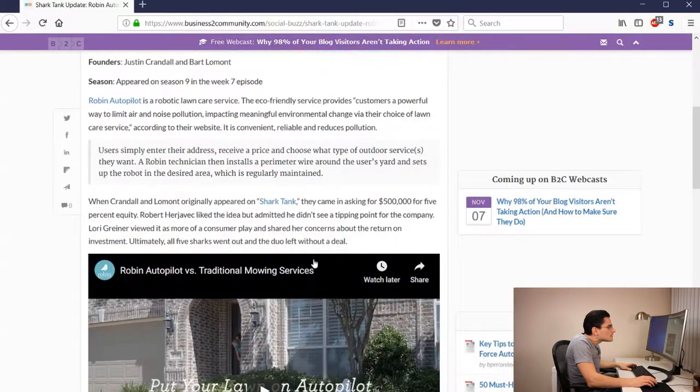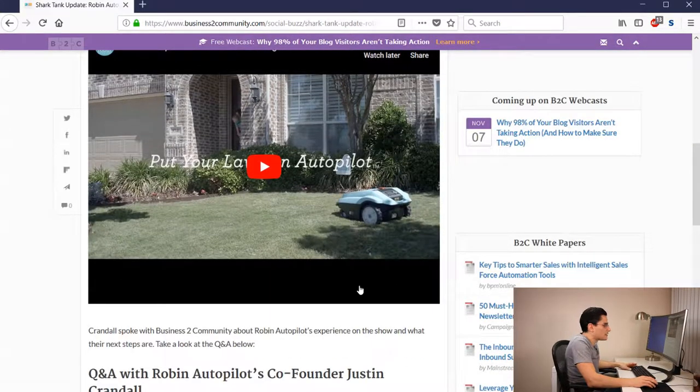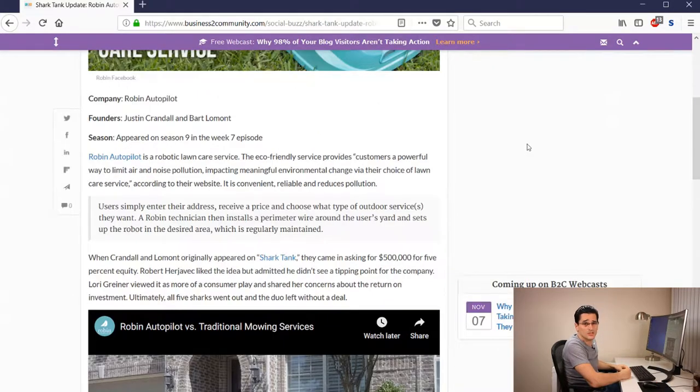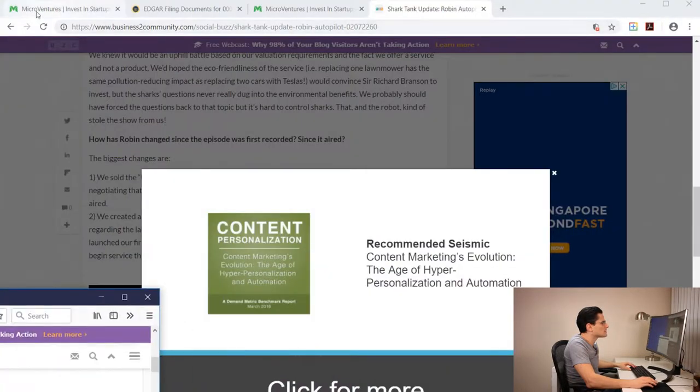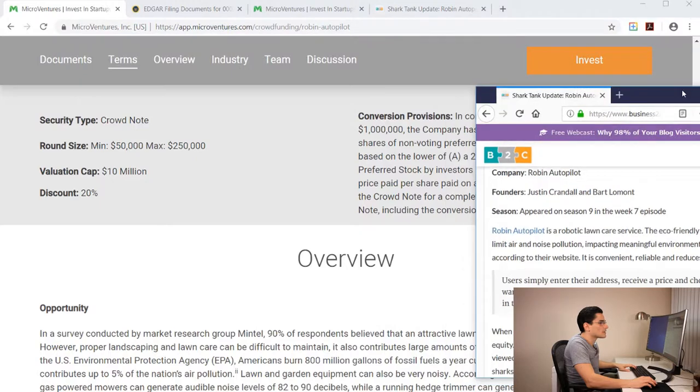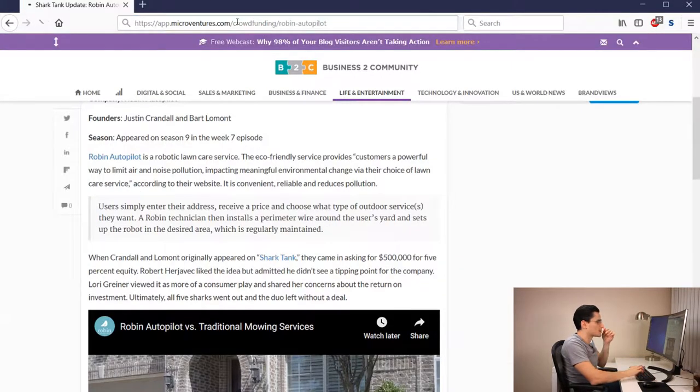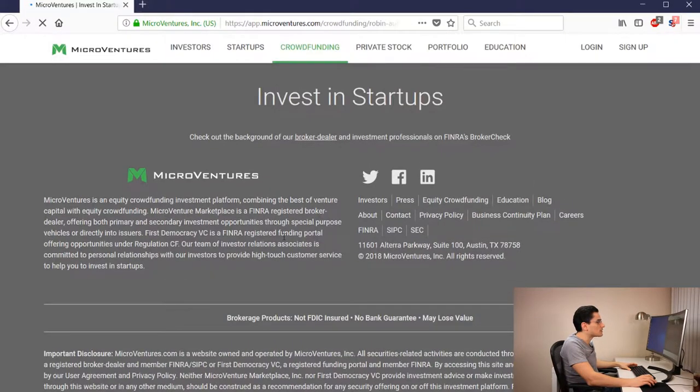Okay. Came in asking for $500,000 for 5% equity. Okay. Robert Herjavec liked the idea, but admitted he didn't see a tipping point for the company. Lori Greiner viewed it as more of a consumer play and shared her concerns about the return on investment. Ultimately, all five sharks went out, and the duo, being the founders, left without a deal. I could see why the sharks passed on this investment. So this is just one of the examples. I'm going to get out of this browser and use something with an ad blocker on it because this is getting out of control. So that's one of the offers that are being displayed on this microventure site.